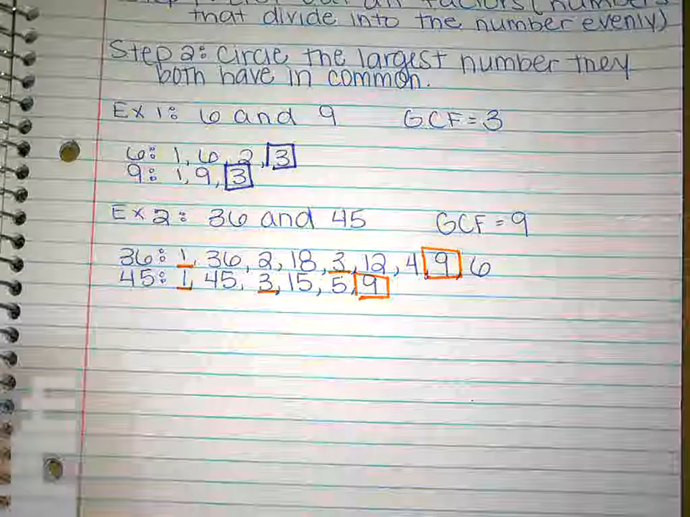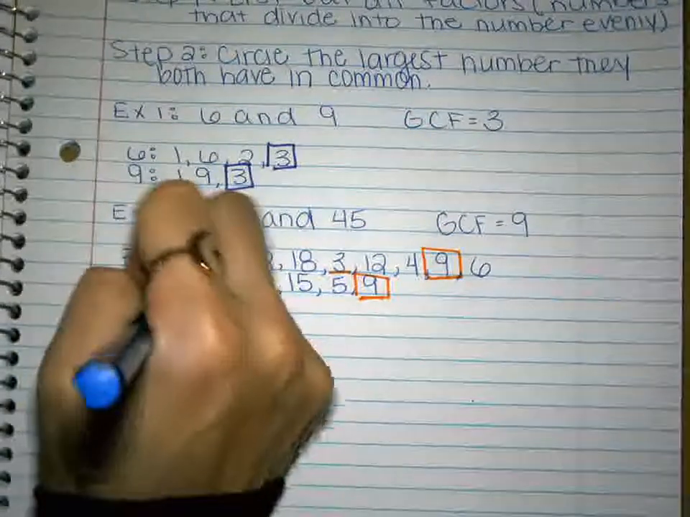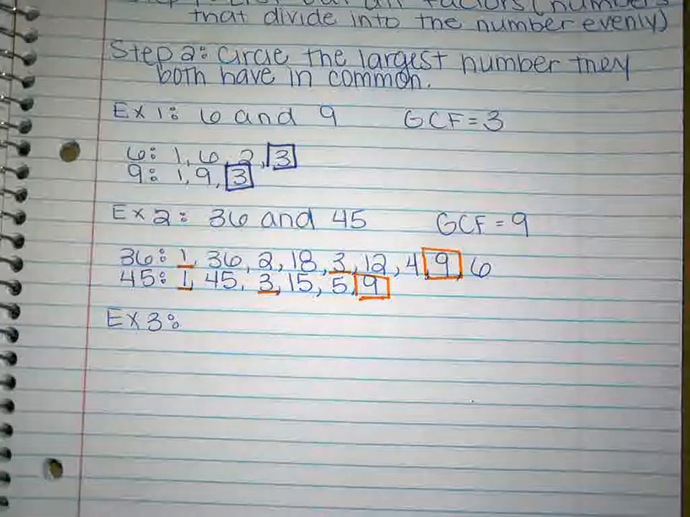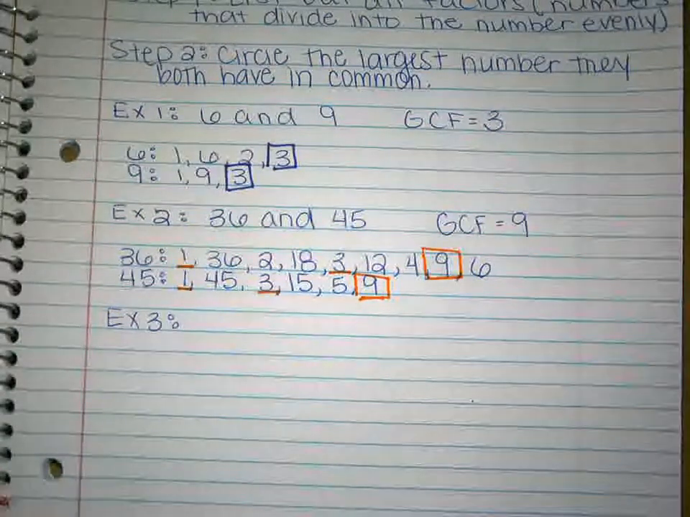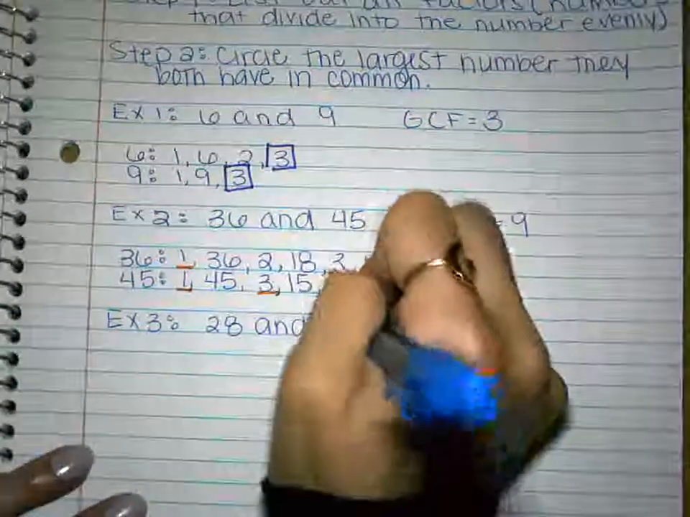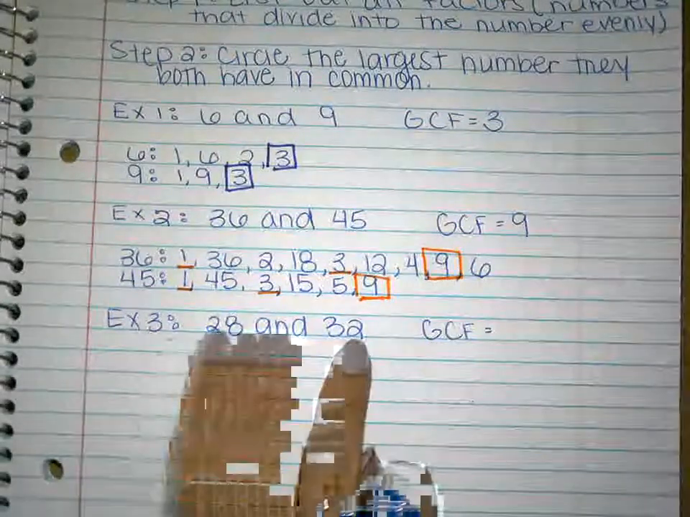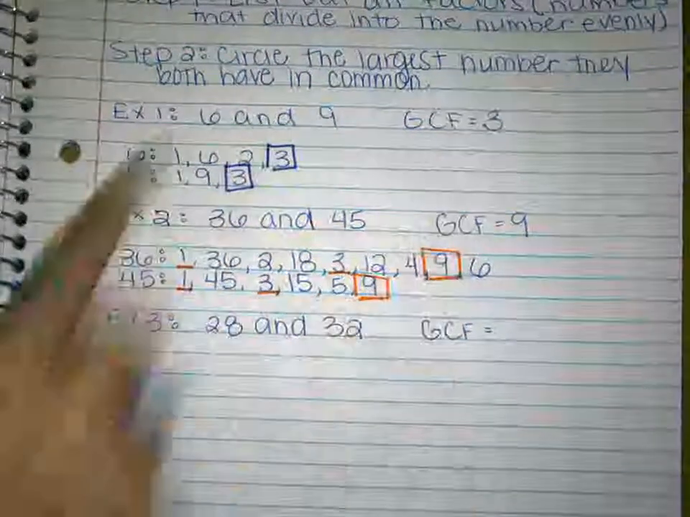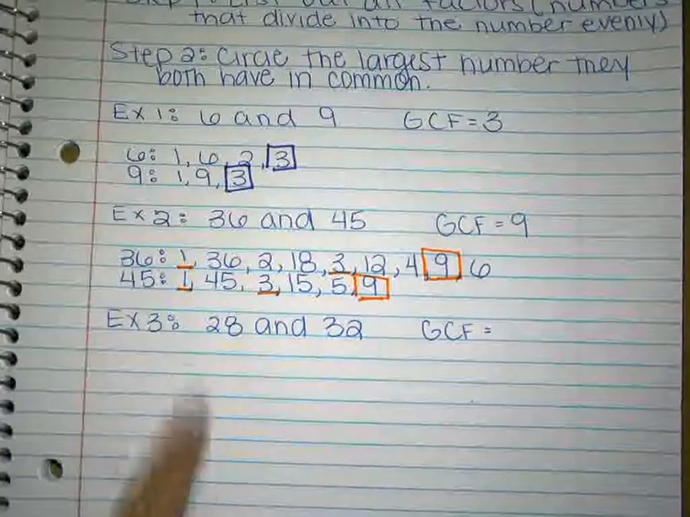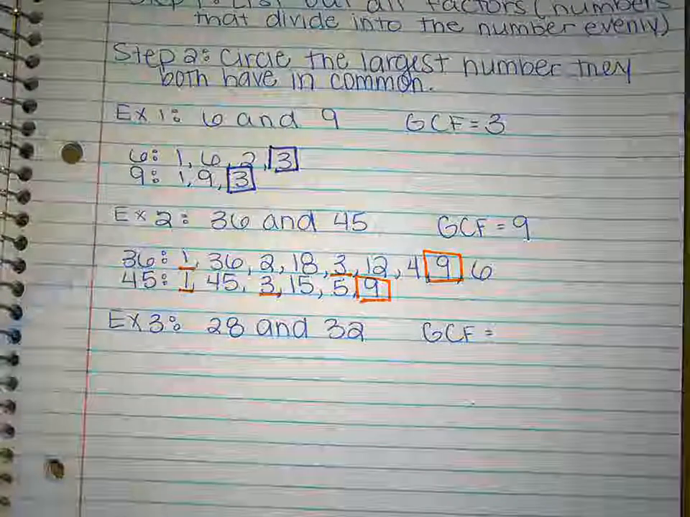Okay, I'm going to give you one problem that you guys are going to do for practice using this exact method. So example 3, I want you guys to do 28 and 32. Find the greatest common factor of 28 and 32, just like we did up above here. So use method number 1 to figure that out.